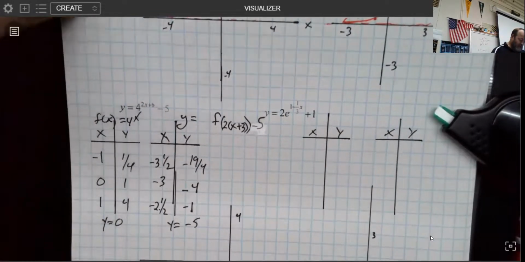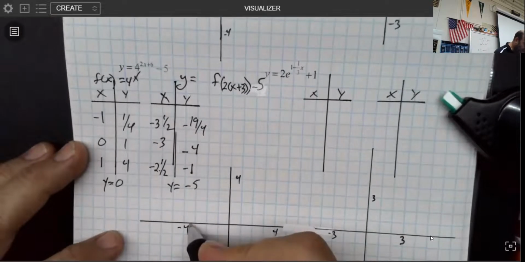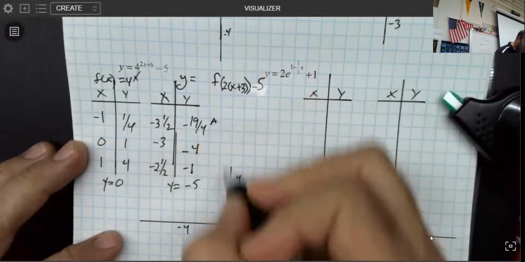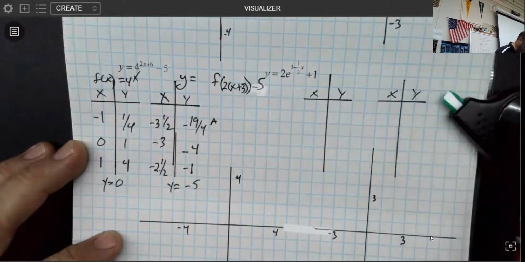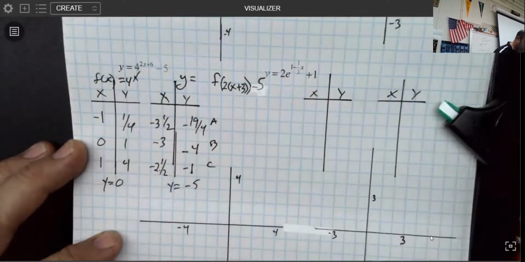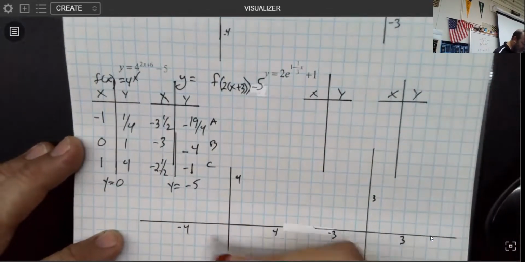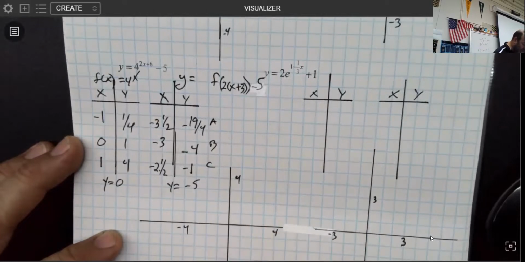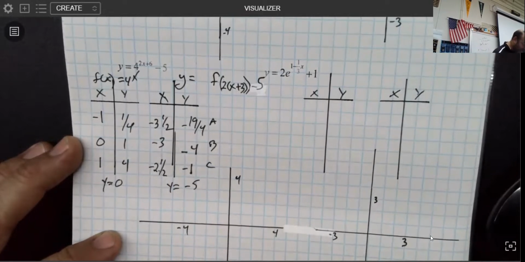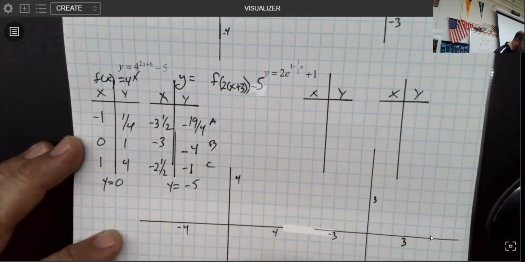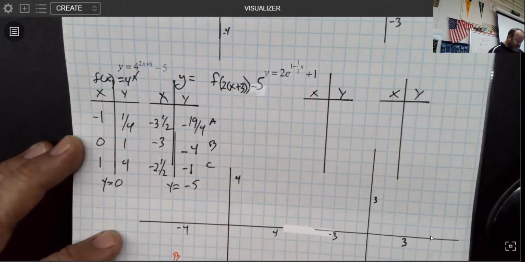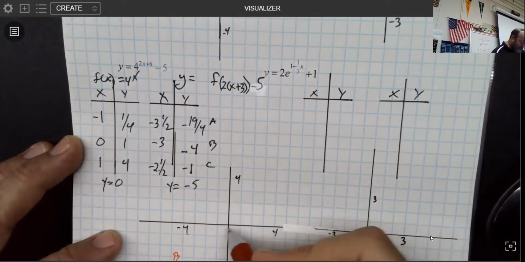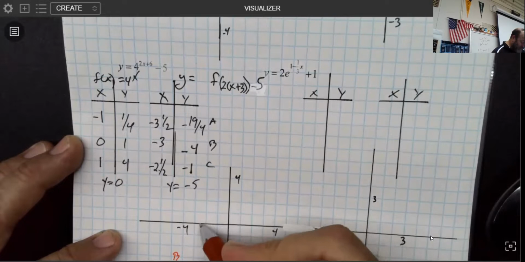So now we can actually go ahead and graph that. We can go to negative 3.5, so here is A. So we're going to go to negative, and here's B and here's C. Let me go ahead and label those so I can put it on the graph. So I'm going to go to negative 3.5, and I'm going to go down to negative 19 quarters, which is just above negative 5. Let's go to negative 3 and negative 4. That's going to be sitting right here. Notice how tight this is. And then C is negative 2, let's see, 1, 2.5 right there.